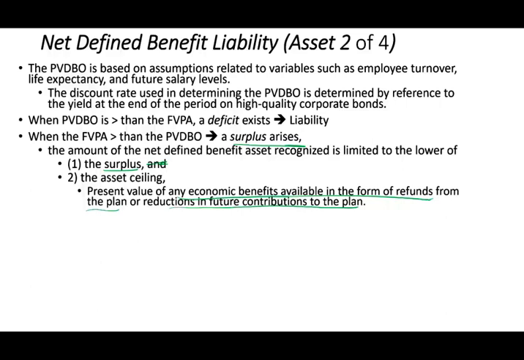The lower of these two. So if the surplus up there is 2 million and the asset ceiling is 1 million, we report the 1 million, the lower of the two.